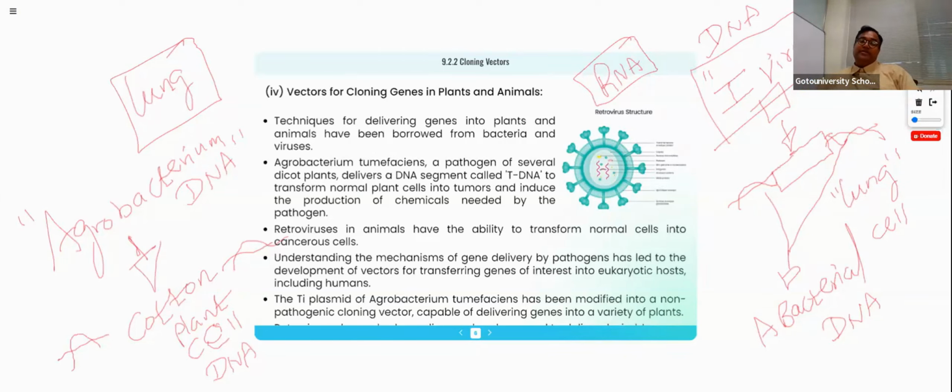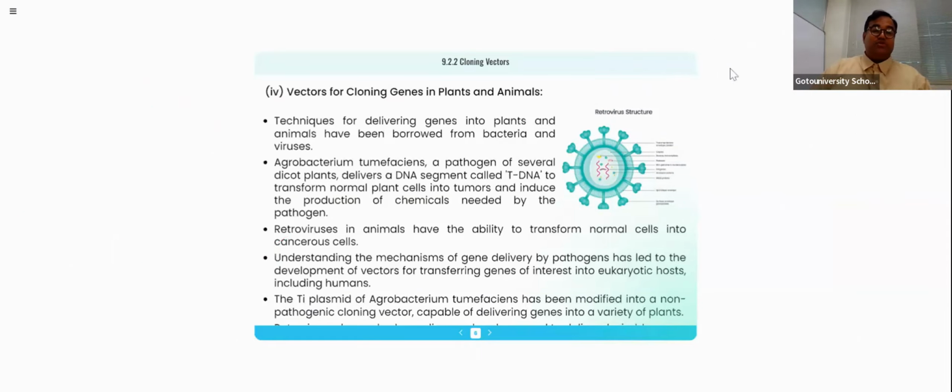In one place, I'm using a virus. In another place, I'm using a bacterium to introduce a foreign gene into the host DNA.